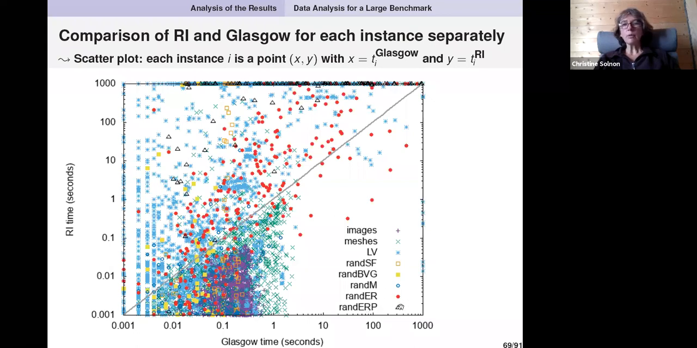And for example, the very difficult instances are these triangles here. I can see that there is a lot of triangles here, which correspond to instances which are not solved within 1,000 seconds by RI, but they are solved by Glasgow. So this allows me to compare two solvers on a per instance basis.